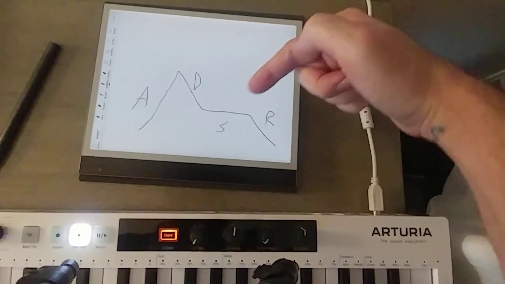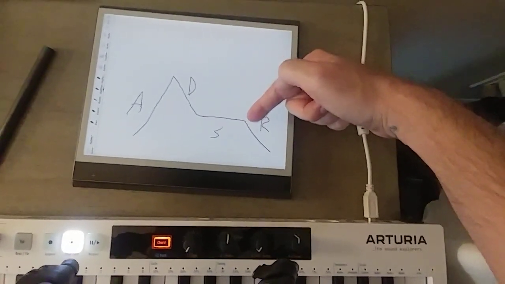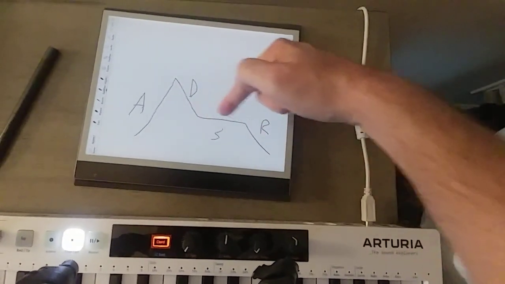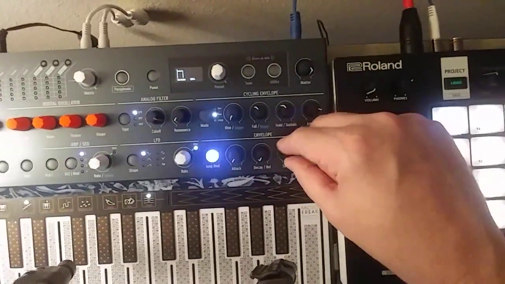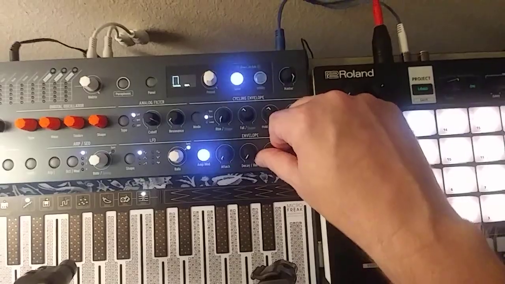When you let go of the key, it goes to the release stage. This is how long it takes to go from whatever volume you're at in sustain to zero. So let's look at that at the synth over here to see how that works in practice. Right now, if we look at the curve, this is sustain. Sustain is how loud it is when you keep your finger on the key.